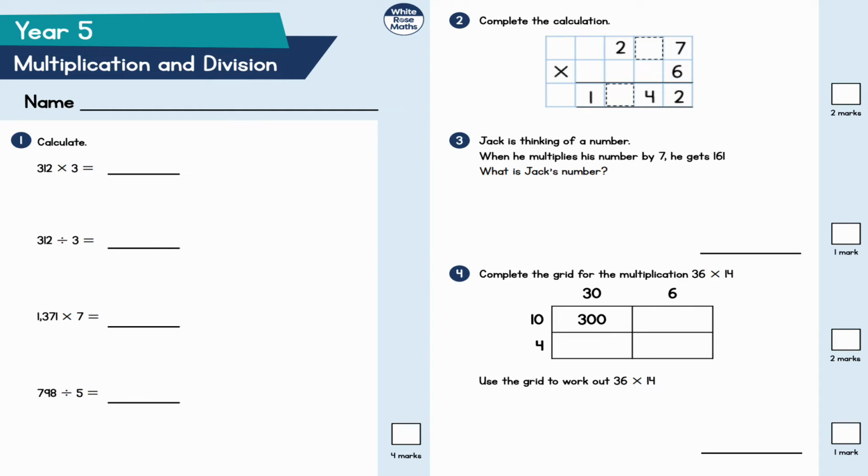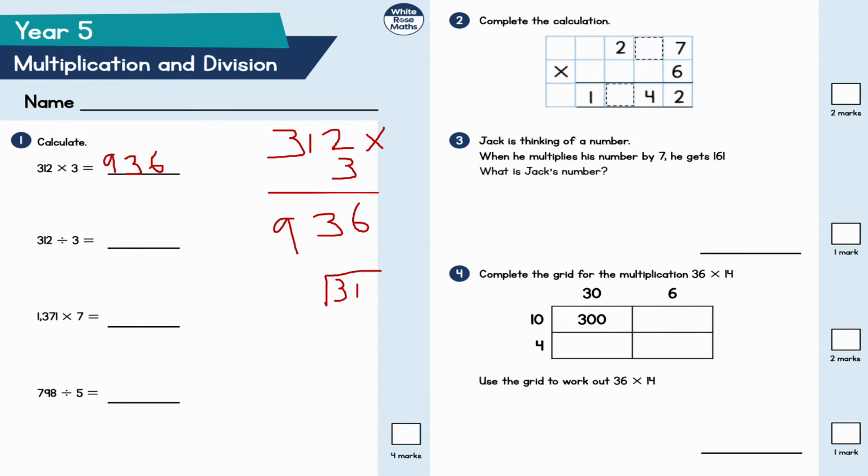Calculate 312 times 3. Well, let's just go ahead and work that out together. 2 times 3 is 6, 3 times 1 is 3, 3 times 3 is 9. So it's 936. I could have also done 312 add 312 add 312 for that one. Next one, I'm going to be using the bus stop method to work out that divided by 3. 3's into 3 is 1, 3's into 0 I can't do, 3's into 12 is 4. So that answer is 104.